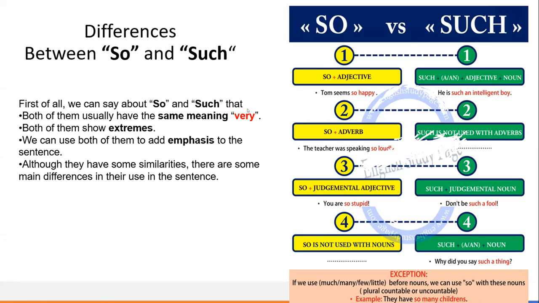Let's see here. All right, so welcome back, everyone. As you can see, today we need to start talking about a different topic, and the topic is so and such. So this evening, you're going to learn the difference between so and such. Basically, we use these two words to emphasize something or to make the meaning of a sentence, or what you're trying to say, stronger. Okay, and we have here a comparison.